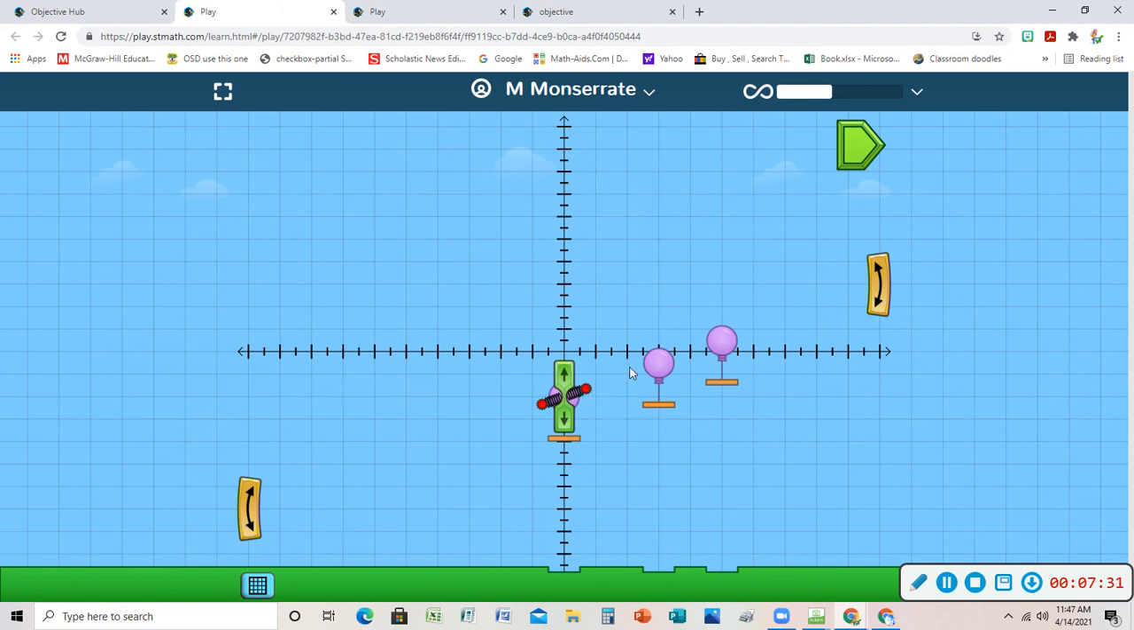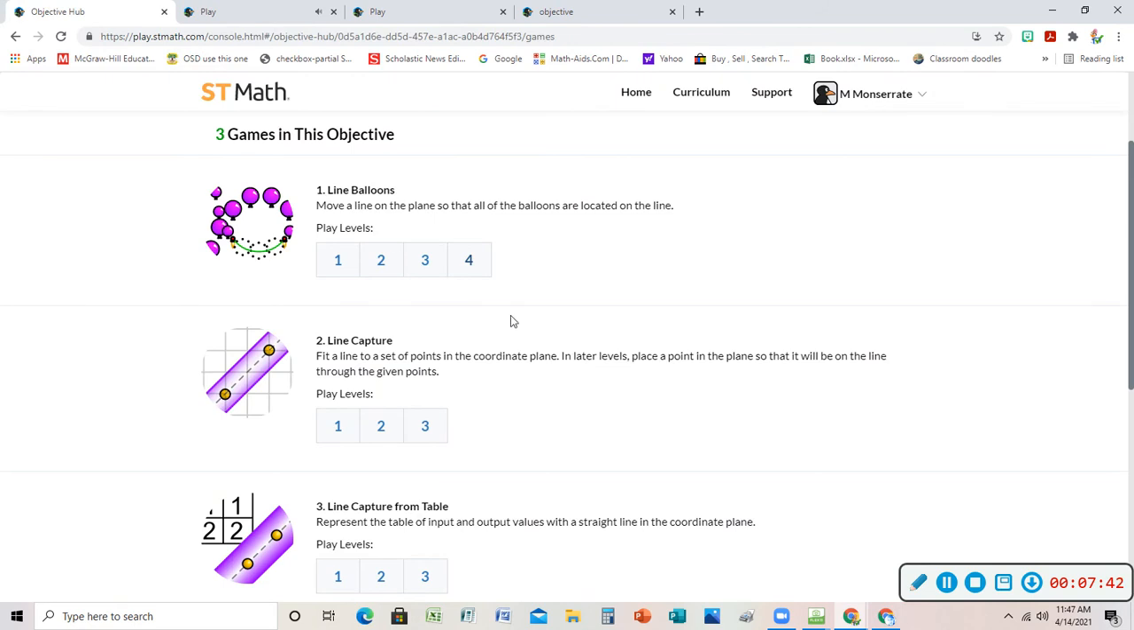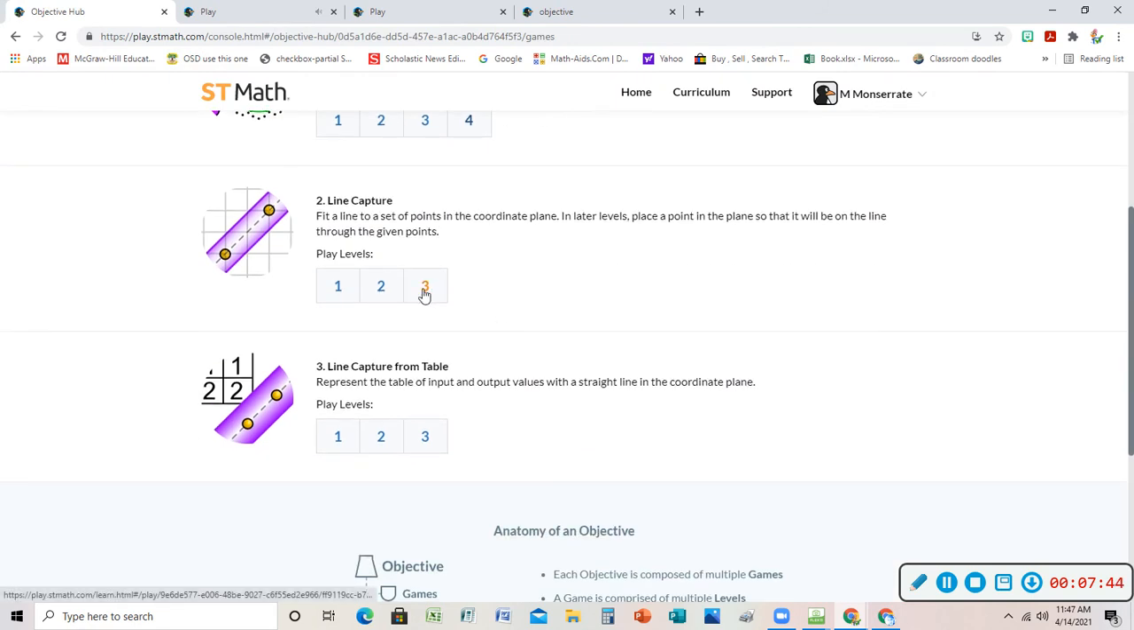Let's see, is this going to line up nice and straight? I think on my first try I'm going to get this one. Nice, yay. Alright, let's go back. So let's do a line capture.